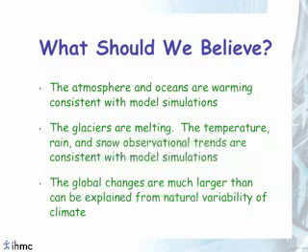Well, let's see what we should believe. The atmosphere and the oceans are warming, consistent with the model calculations. Glaciers are melting. We have lots of evidence of that. The temperature, the rain, and the snow observational trends are consistent with model simulations. In other words, there are going to be fewer glaciers, less snowfall, but the rainfall and the temperature are going to increase.